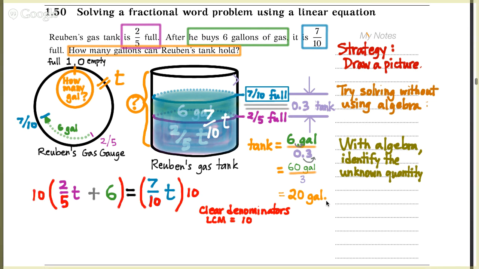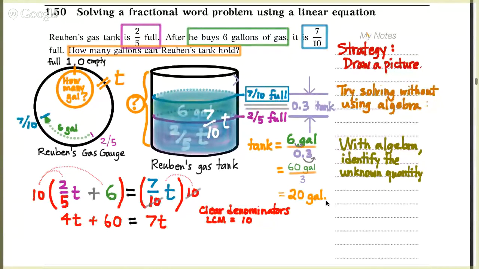So multiplying by 10 on both sides of this equation, distributing across the addition on the left, will give me 10 times 2/5, that's 20/5. 20/5 is better known as 4, which is a whole number because that's the whole point of this process. And then I'll have 10 times 6, so that'll give me plus 60. And on the right-hand side, 7/10 T times 10 is going to cancel the 10s and leave me with just plain 7T.